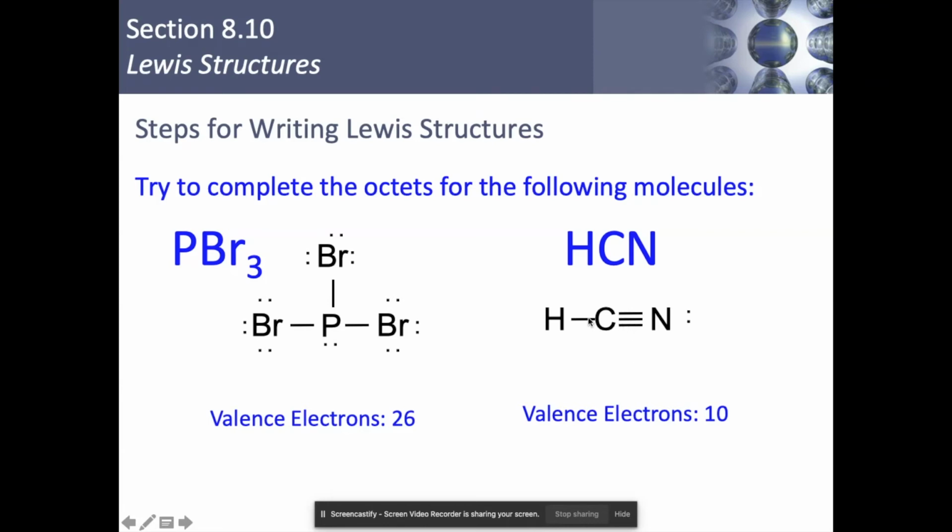Now look at it. I have 2, 4, 6, 8, 10 still. This nitrogen now has an octet. This carbon has an octet. This hydrogen has a duet. And that's how you draw Lewis dot structures.